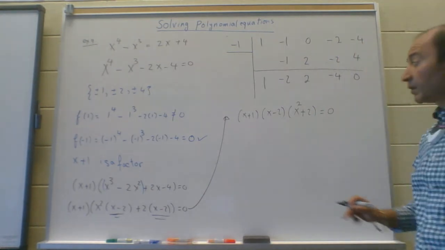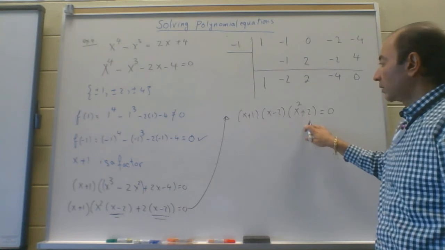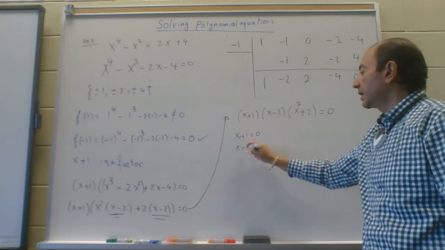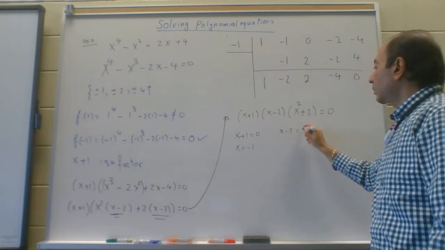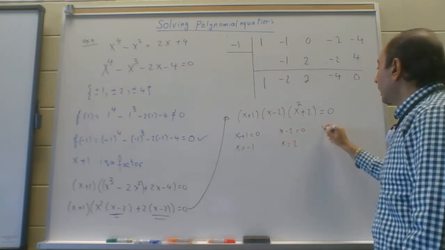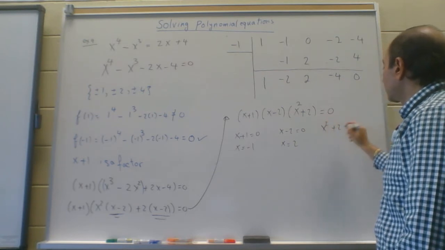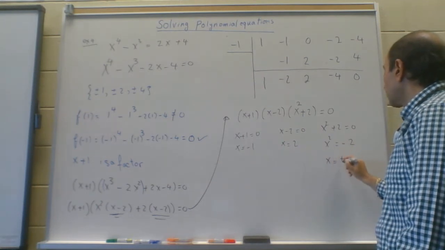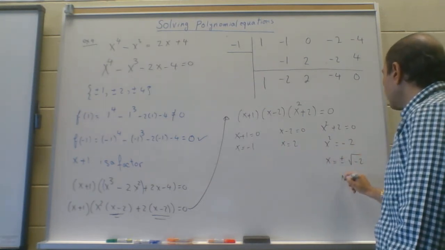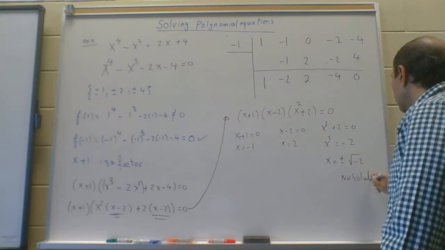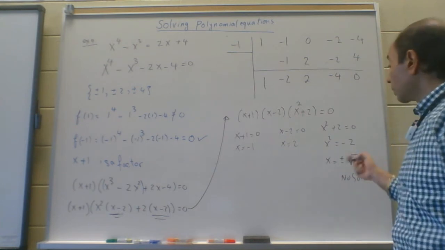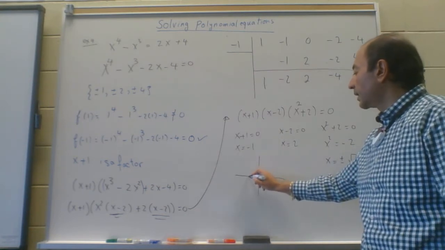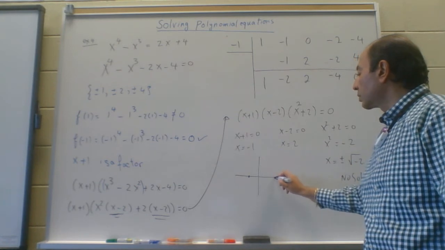Okay, now I need to find the value of x. I need to solve each one of these factors. So x plus 1 equals 0, that means x equals negative 1. X minus 2 equals 0, that means x equals 2. X squared plus 2 equals 0, that means x squared equals negative 2. That means x equals plus or minus square root of negative 2. There is no solution here because I cannot find a real root for negative 2. So basically we have two zeros, one at negative 1 and the other at 2.